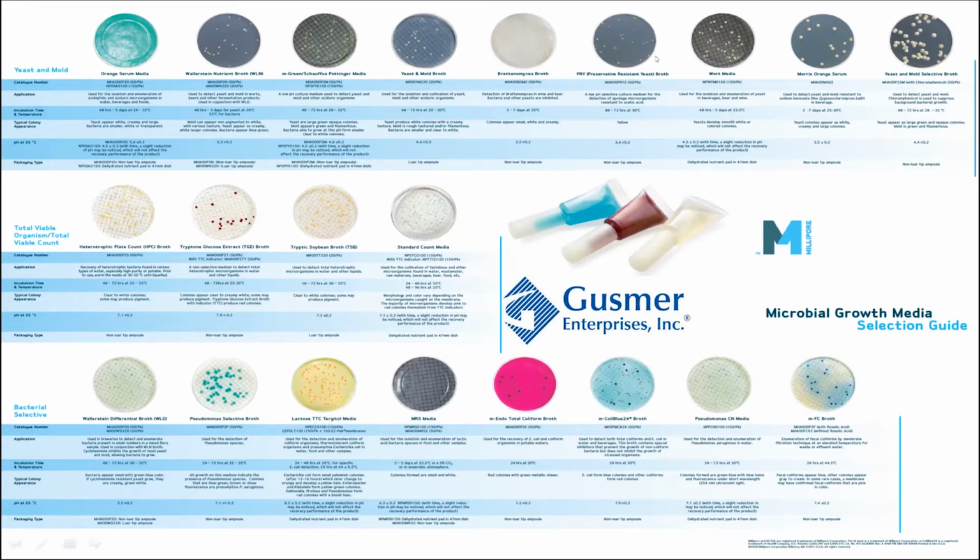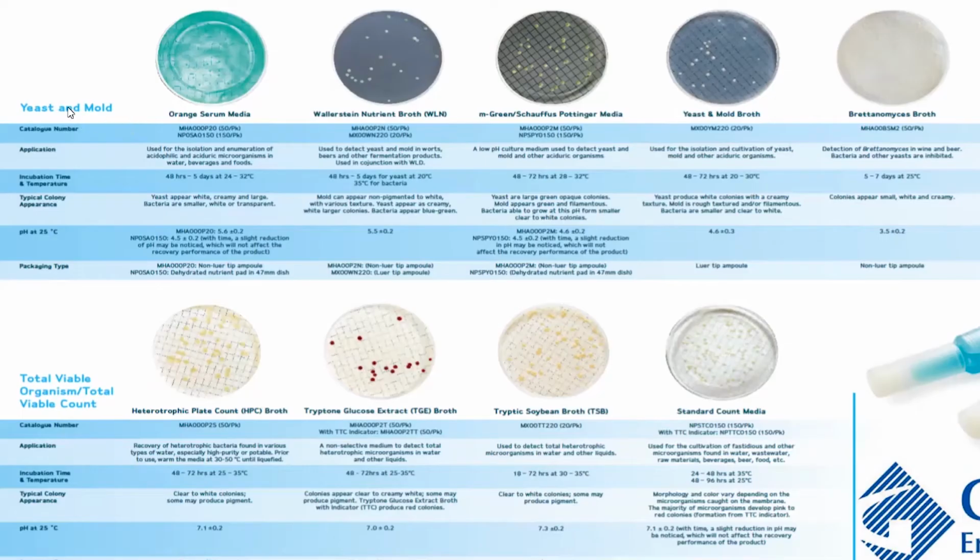So basically, this is showing all the selective and non-selective media that Millipore makes and Gusmer sells to the brewing industry. Up here, you'll see the yeast and mold section. For example, here is Brettanomyces broth. This is often an issue in breweries, so there's this media to specifically identify Brett. And then there is the Wallerstein broth that will identify any yeast in the laboratory.